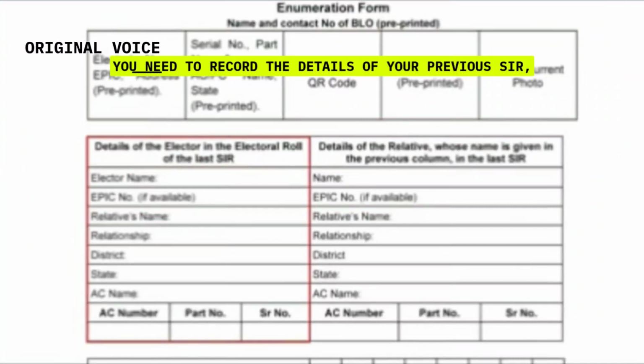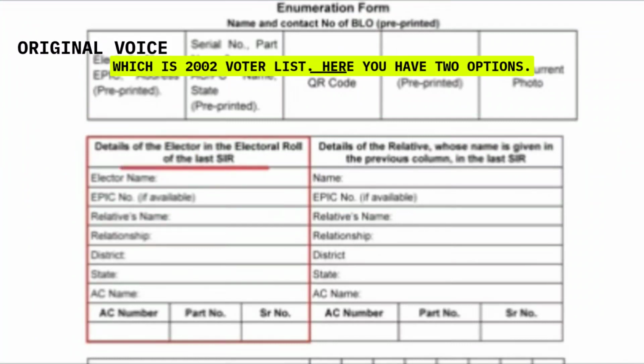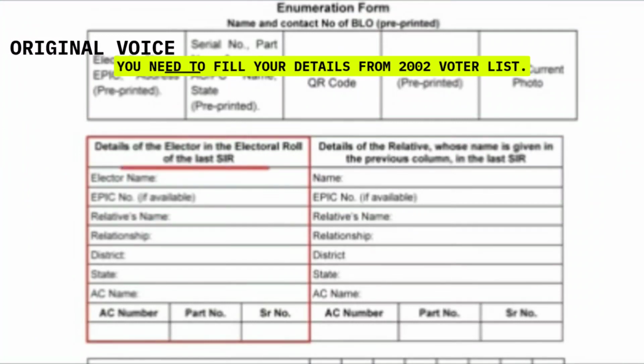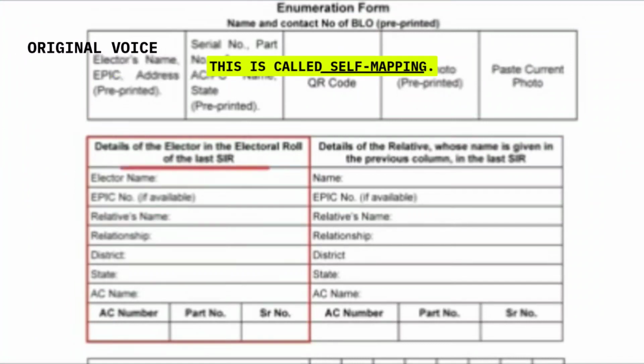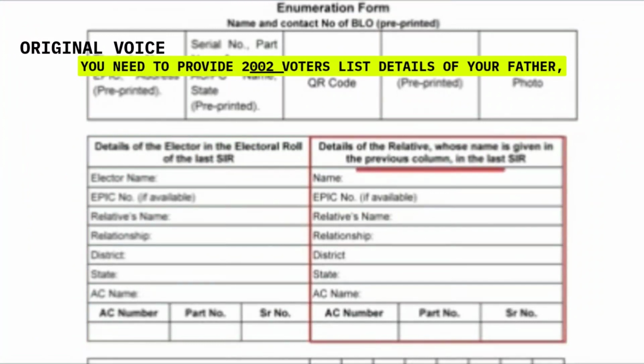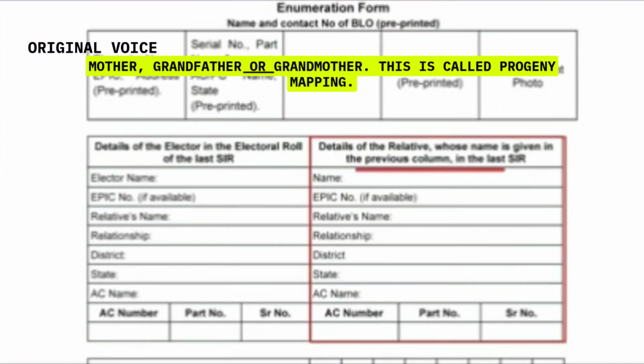In part 2, you need to record the details of your previous SIR, which is the 2002 voter list. Here you have two options. Option 1: if your name was registered in the 2002 list, you need to fill in your details from the 2002 voter list. This is called self-mapping. Option 2: if your name was not registered in 2002, you need to provide the 2002 voter list details of your father, mother, grandfather or grandmother. This is called progeny mapping.